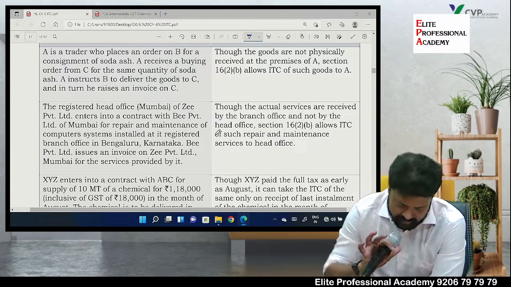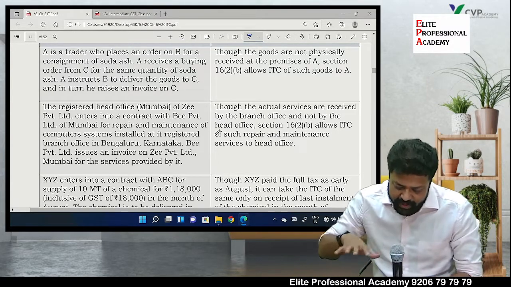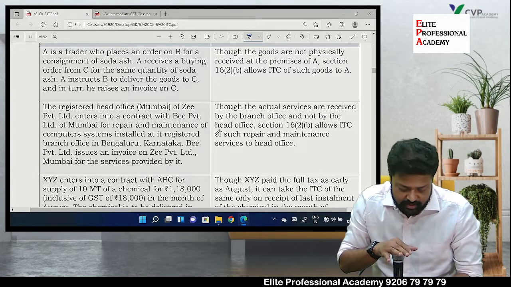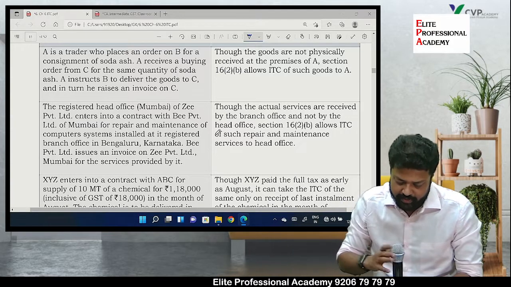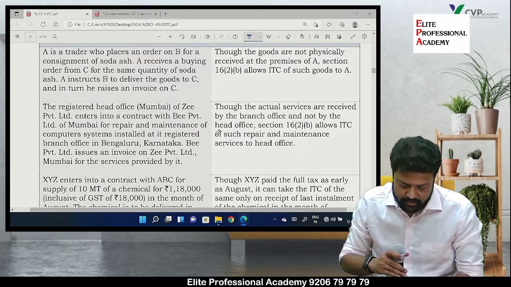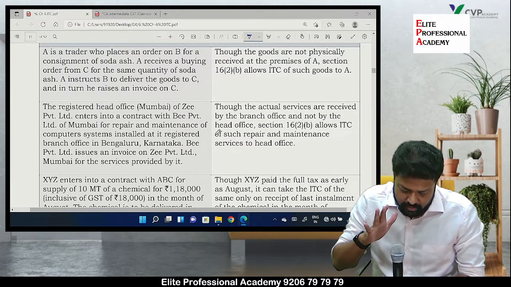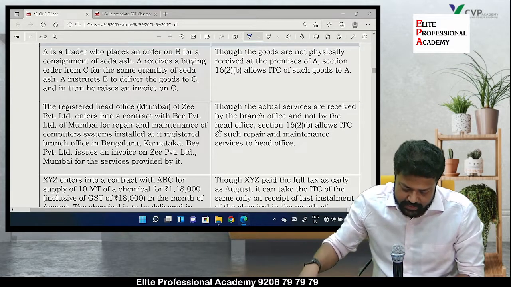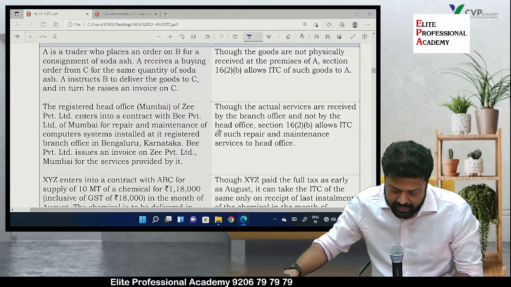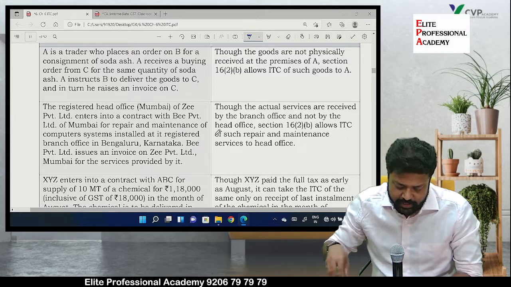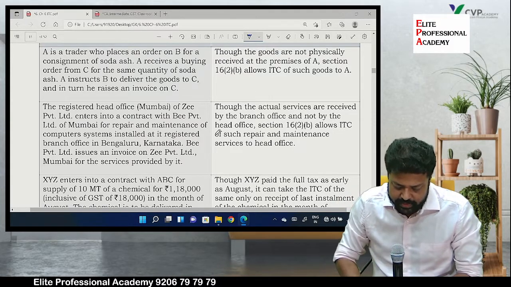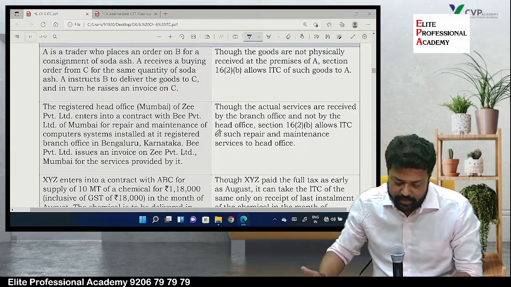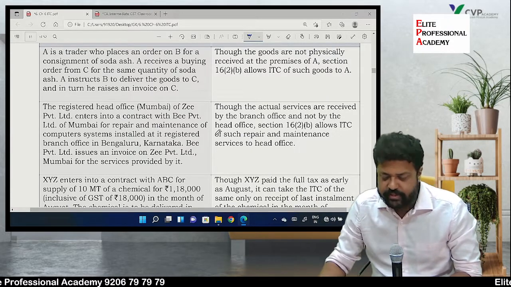Reread it. The registered head office Mumbai of Z Private Limited enters into a contract with B Private Limited of Mumbai for repairs and maintenance of computer system installed at its registered branch office in Bengaluru, Karnataka. B Private Limited issues invoice on Z Private Limited Mumbai for the services provided by it.